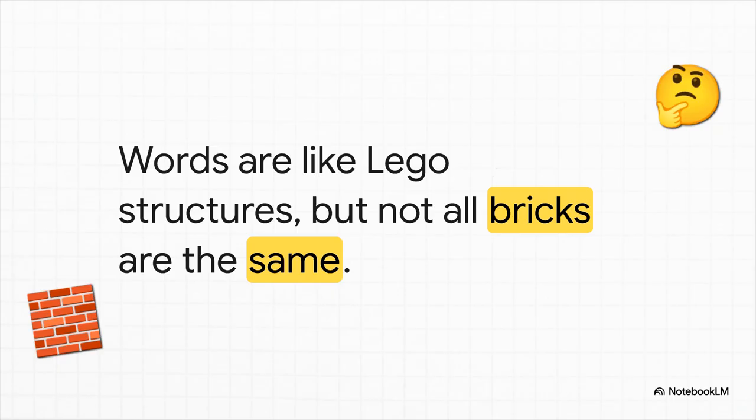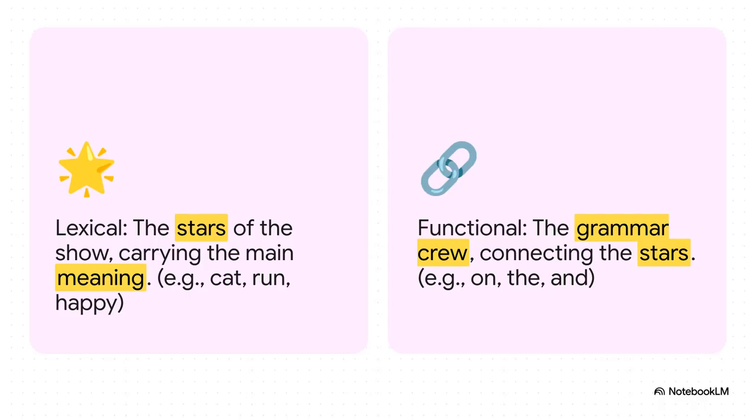Okay, so if words are built from these little morpheme bricks, you have to know that not all bricks are created equal. They actually fall into two main categories. So on one hand, you've got your lexical morphemes. These are the stars of the show. The nouns, the verbs, the adjectives. Words like cat, run, happy. They carry the real weight, the actual content of what you're trying to say. But then you've got the functional morphemes. You can think of these guys as the grammatical roadies, the unseen crew. Words like on, the, and. They don't have a lot of meaning by themselves, but man, without them, our sentences would just be a total mess of disconnected star players.